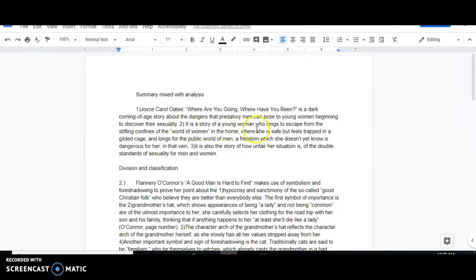It is the story of a young woman who longs to escape from the stifling confines of the world of women in the home, where she is safe but feels trapped in a gilded cage and longs for the public world of men, or freedom, which she doesn't yet know is dangerous for her. In that vein, okay, so this is the beginning, this is how she feels in the beginning, right? Longs to escape from the world of home, she feels safe, she's safe, but she feels trapped, she longs for the public world of men, she doesn't realize yet that that's dangerous for her. So this is describing the beginning of the story and her sort of sexual awakening.